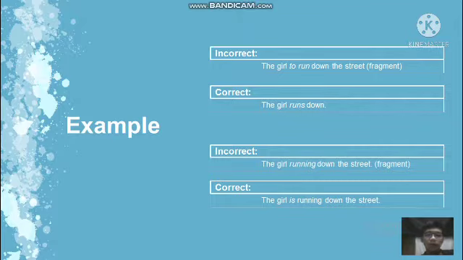So it is non-finite. The verb run is non-finite because the verb does not have a tense and there is no agreement between the subject girl and the verb. So there is no agreement between the subject and the verb. So let's discuss the correct one. The girl runs down. So this is a finite verb, the word runs.